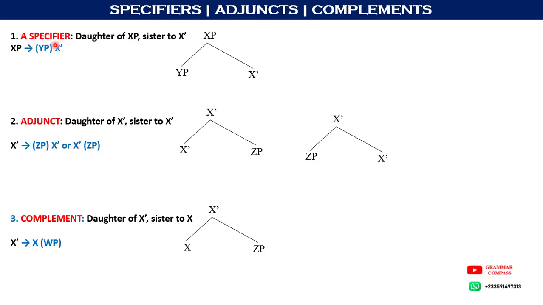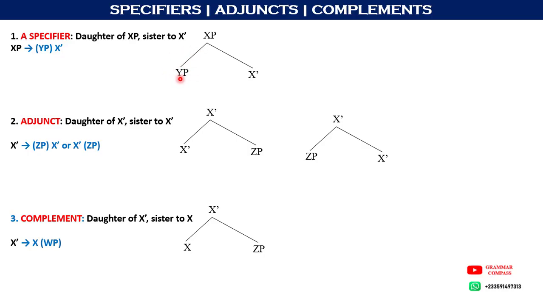We have the specifier, which is found only in the noun phrase. We will change this rule. This rule is not correct, so we will change it. But for now, just accept that a specifier is the daughter of a phrase and a sister to X-bar. Specifiers are only found in noun phrases based on our discussions so far.